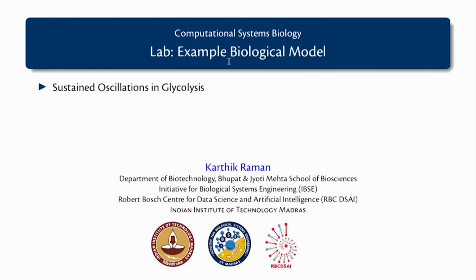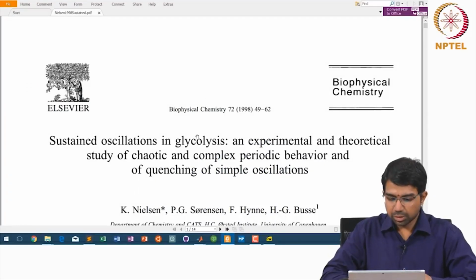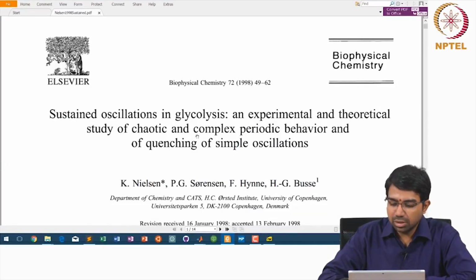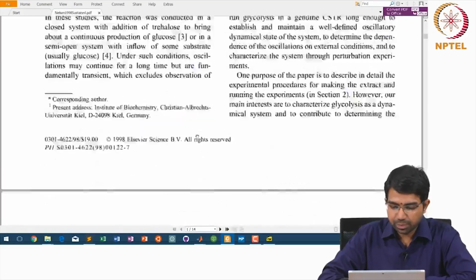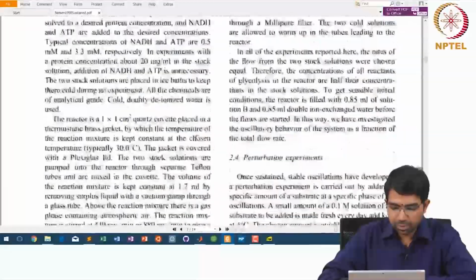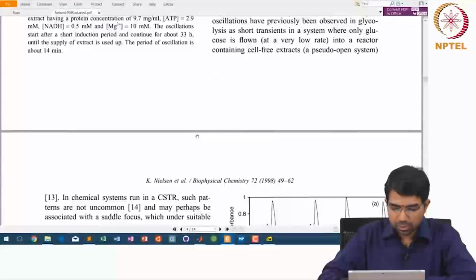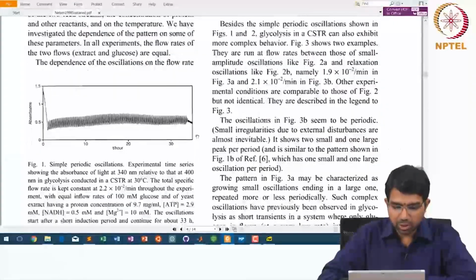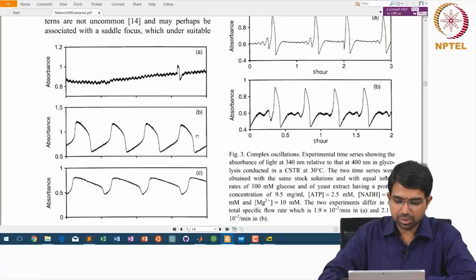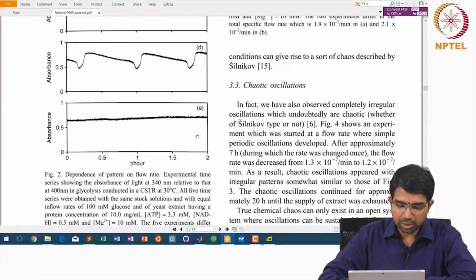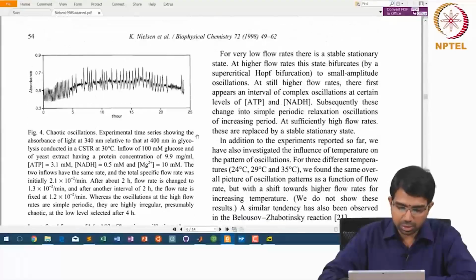In this lab we will focus on a nice biological example which talks about sustained oscillations in glycolysis, and we will see how we can use MATLAB and the models already available online at BioModels to build and simulate such systems. This is a paper that talks about sustained oscillations in glycolysis, and you find interesting outputs like this. These are some experimental values.